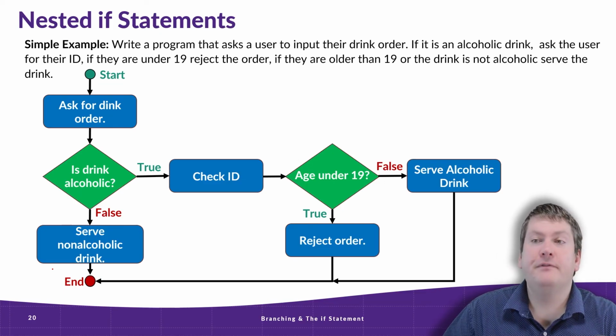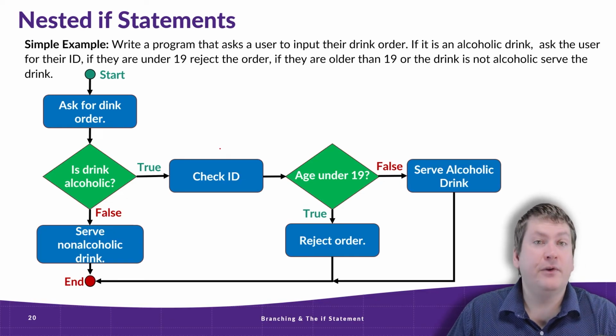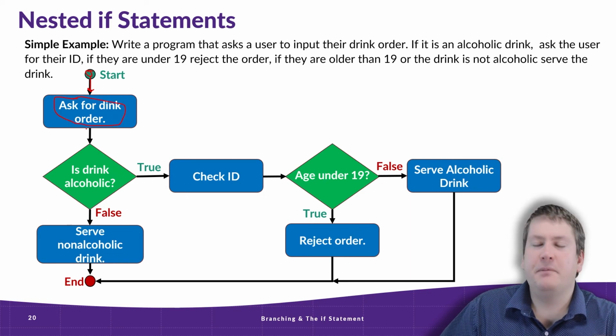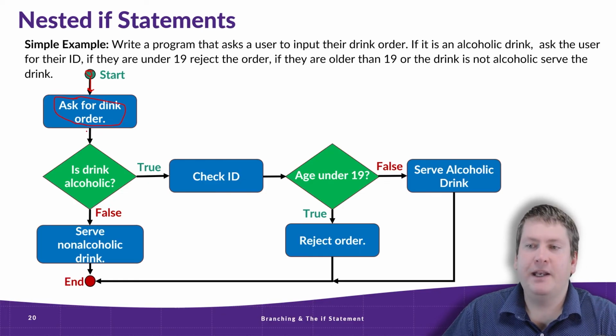Okay, here we have the flowchart for this problem. Remember, the flowchart sort of lays out a general algorithm, how to solve a problem, that we can then use to write code to solve it. So we're going to start at start, and then we're going to head down here. And this is where we ask the user for their drink order. In Python, that's probably just going to be asking for an input of what they're selecting from the menu.